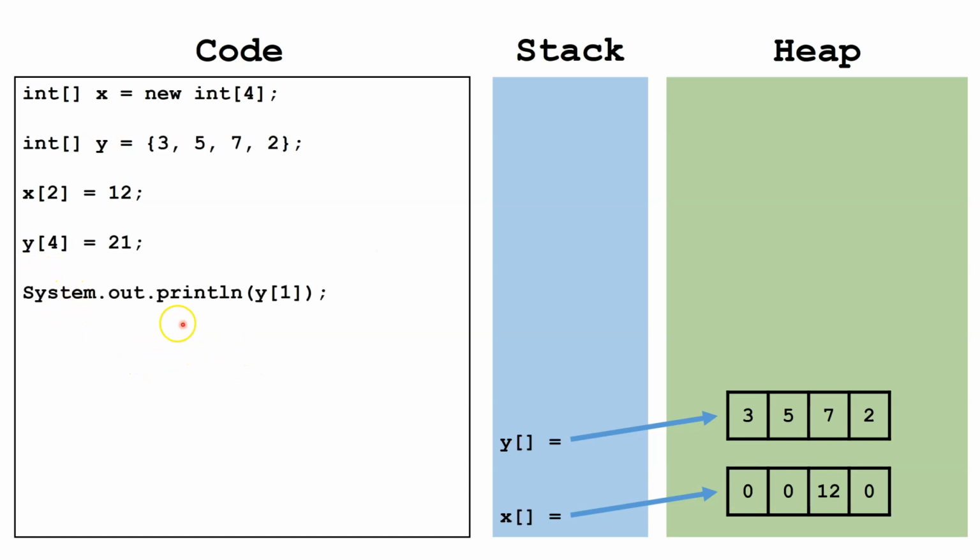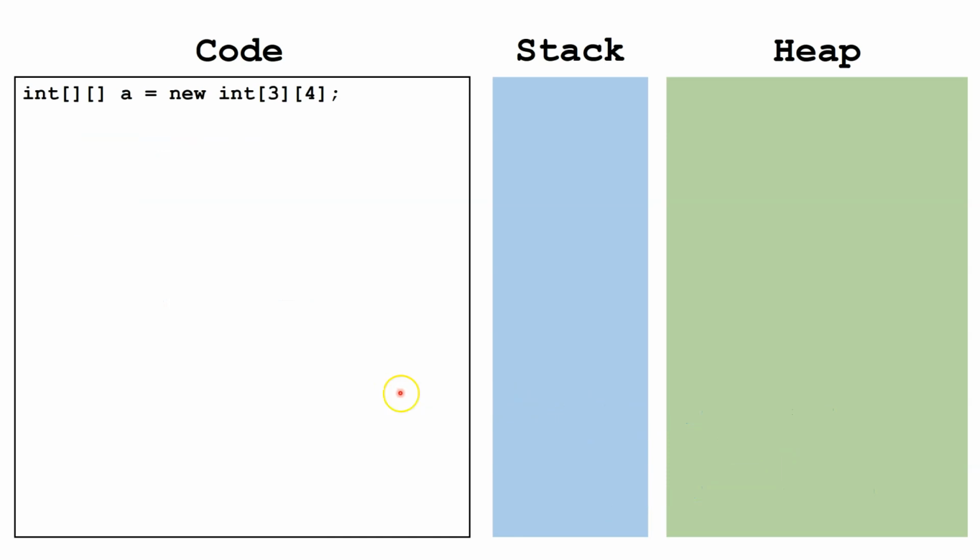This line of code will print out whatever value is in y index 1. In this case, that will be 5. Now let's look at two-dimensional arrays. A two-dimensional array is really an array of arrays.